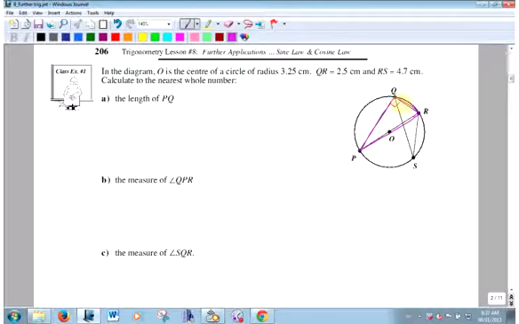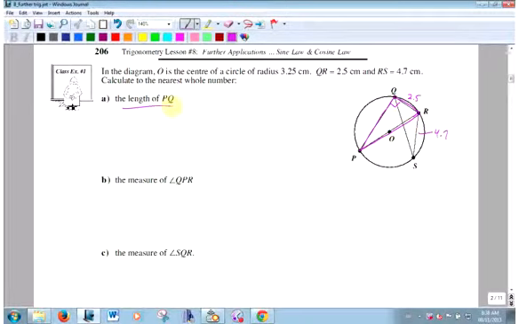Yeah, okay. Don't draw this, but I don't care where you put it. Over here, that's a right angle. Anywhere on that circle, if it's subtended by a diameter. So, if you don't know that, I'm telling you. O is the center. It's a circle of radius 3.25, so do I know this length? I hope so. QR is 2.5, and RS is 4.7.